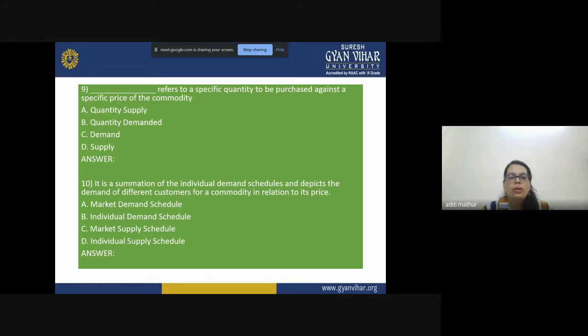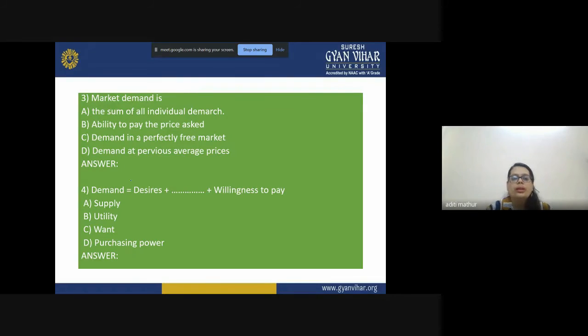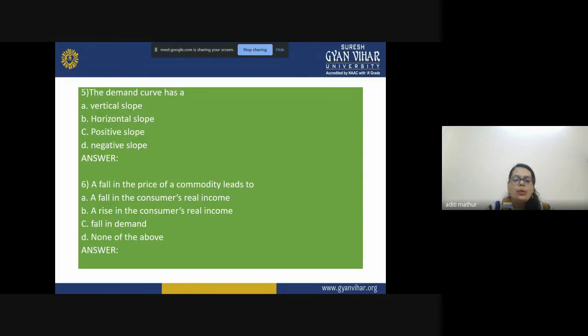Let us see all the questions once again before we see the answers. Question number 2 was, normally a demand curve will have which shape? You have to select the best option. Question number 1 was, the quantity demanded is what? Question number 3 asked for the market demand. Question number 4 asked you to identify the missing element. Question number 5 was to identify the demand curve slope. How does it slope in general?